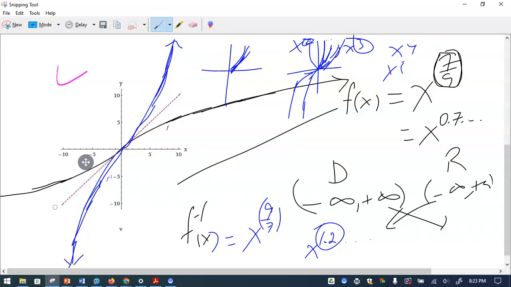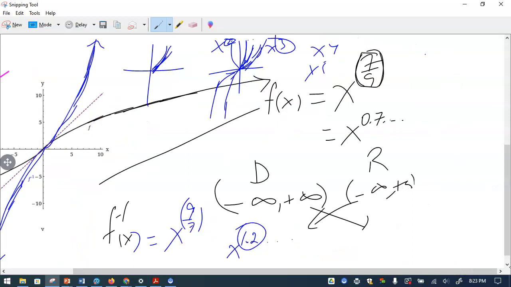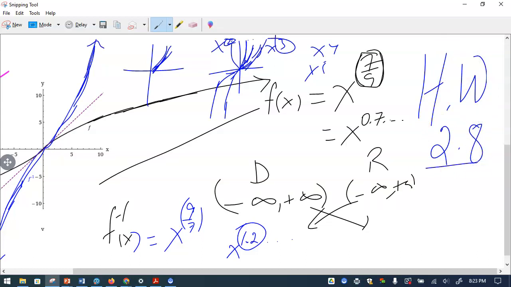Okay, with this I end all the problems. This is homework practice problem 2.8. I think I did from 8 all the way to 19, I forgot which one. And the rest you guys do. All the best.